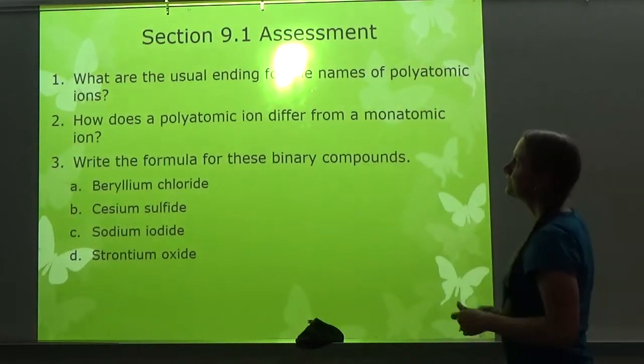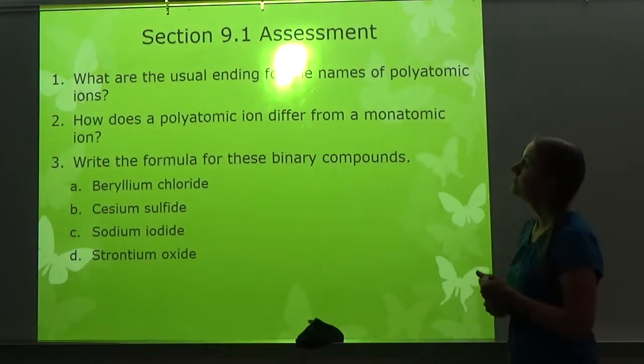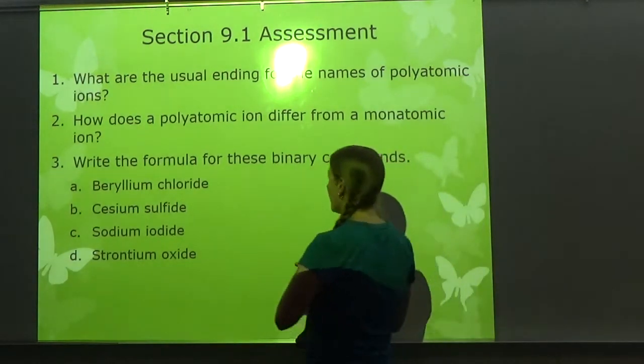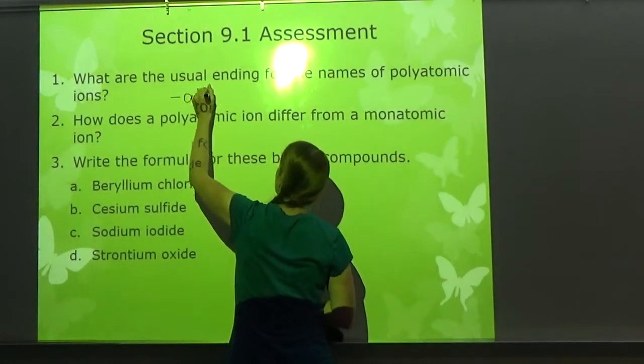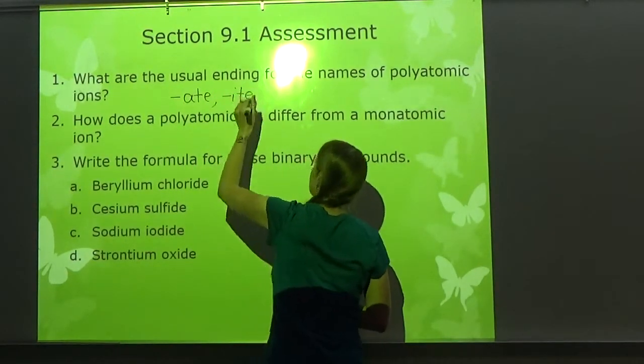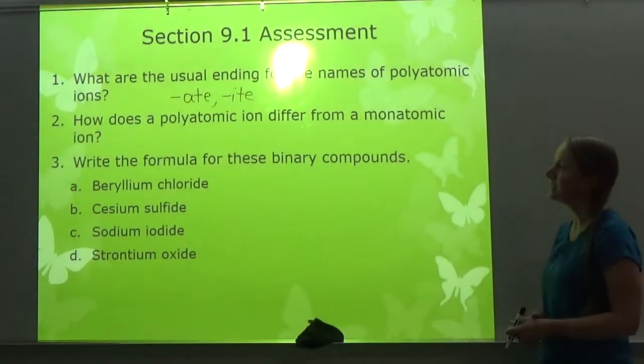All right, so section assessment. What are the usual endings for the names of polyatomic ions? Remember, not all of them end in -ide, but most of them tend to end in -ate or -ite. So there's a few exceptions like hydroxide, cyanide, ammonium, things like that.